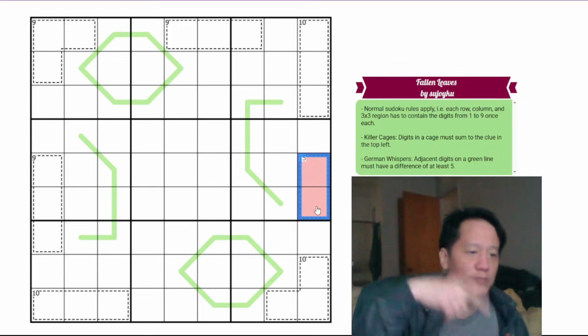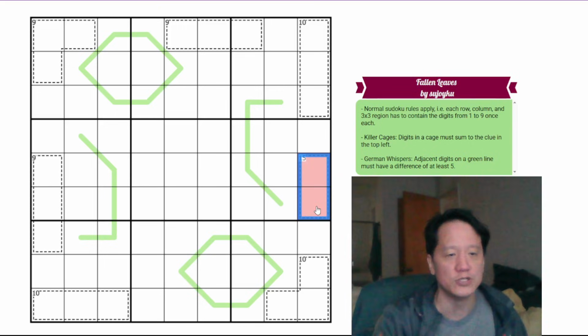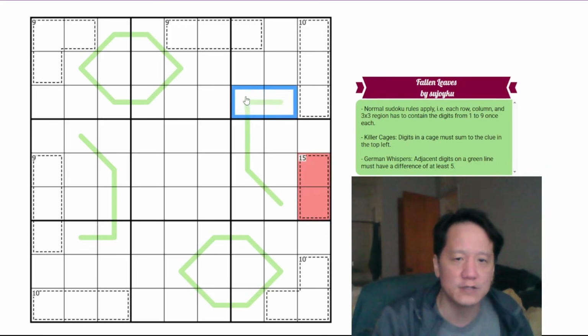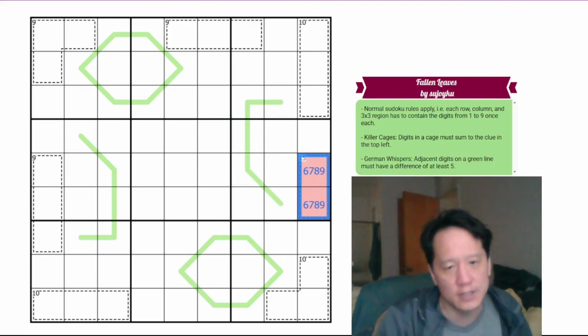It works the same way for the high digits, right? High digits can be only next to low digits on a whisper 5 line. So I like to color things so that you can sort of see what digits can be where. So this is 6 through 9 here.